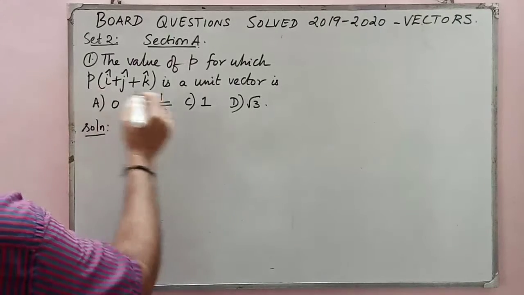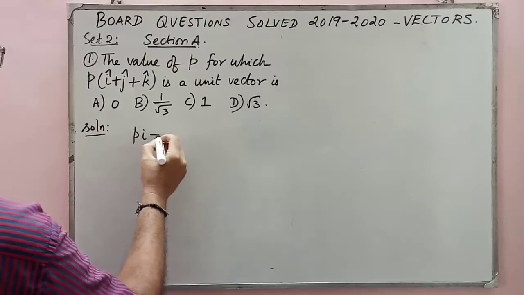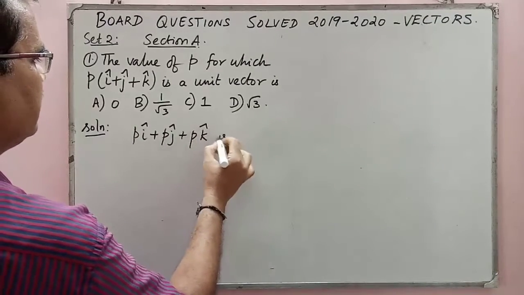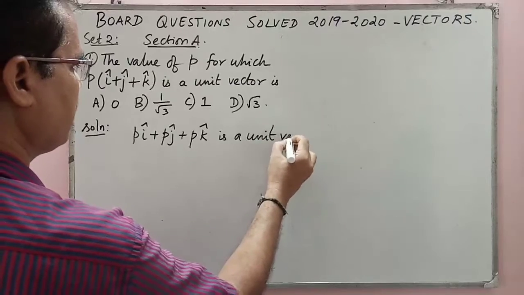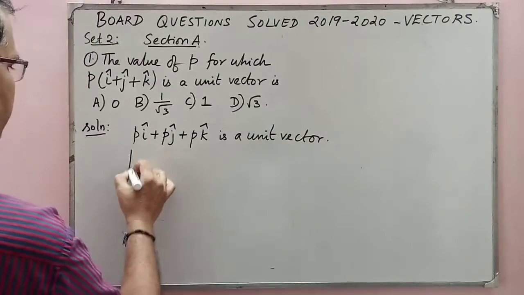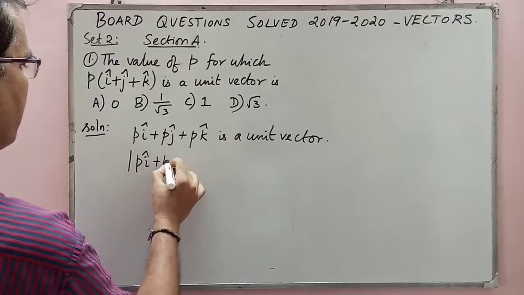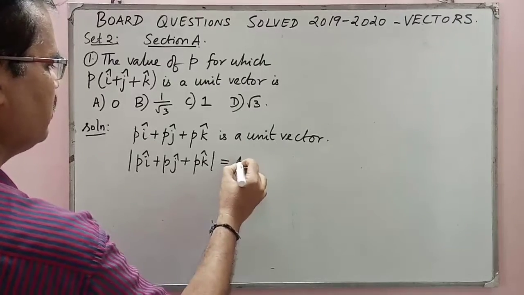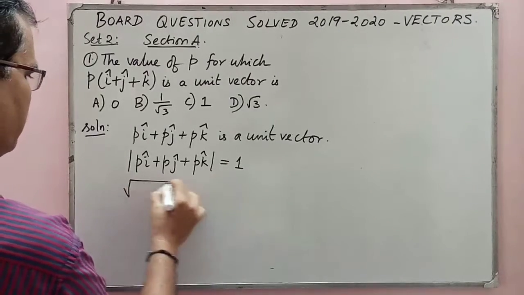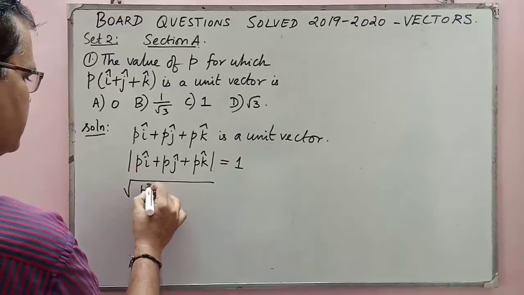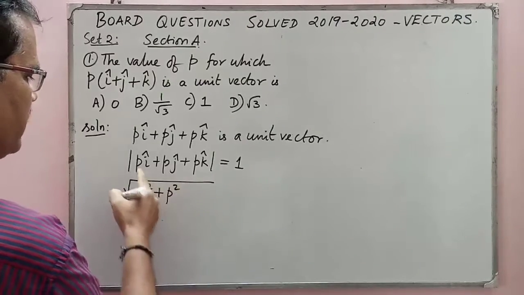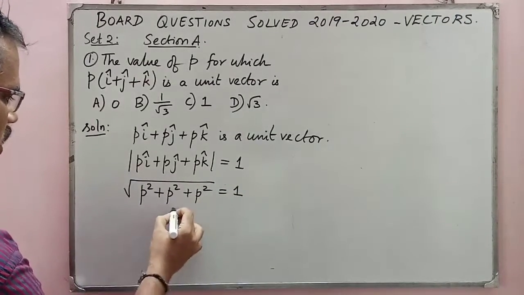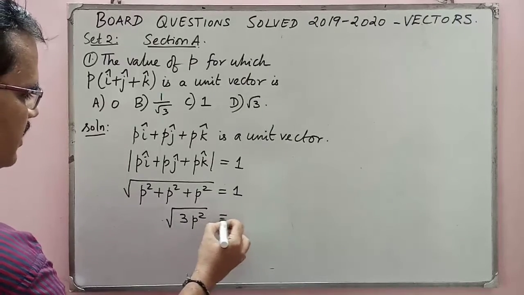Let us start. Let us write the given vector as pi + pj + pk is a unit vector. This is given in the question. Now we know the magnitude of this vector is equal to 1 since it is a unit vector. What is the formula to find the magnitude? Squaring the scalar coefficients and adding them. So root of p squared + p squared + p squared equals 1. So you have root of 3p squared equals 1.